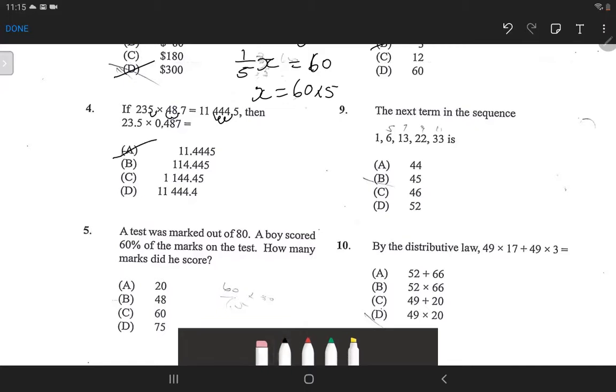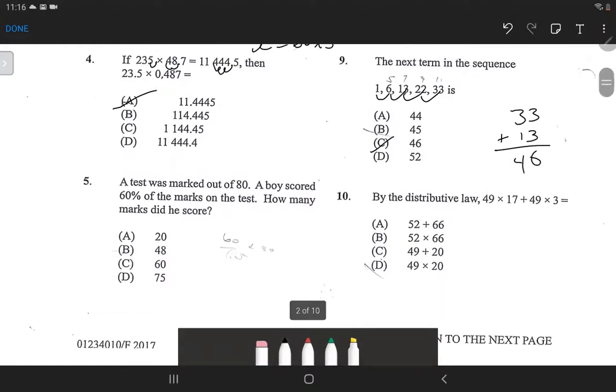The next term in the sequence, notice you add 5, then you add 7, then 9, then 11. The next one should be 13. So you have 46. Let's just double check that. 33 plus 13, 6, 46.